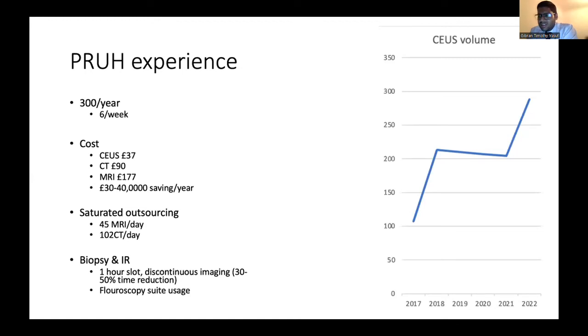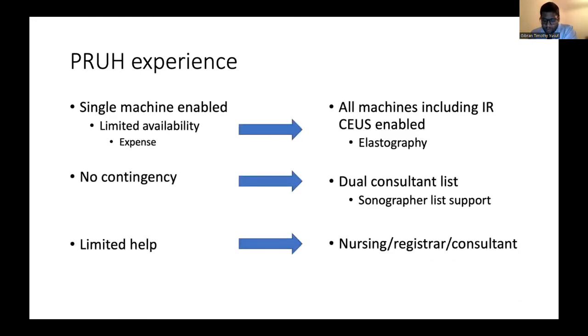Instead of doing discontinuous imaging with CT, exposing to dose when you don't have to, you are now doing continuous imaging. That means that you have reduction in your time to do a procedure and reduction in your fluoroscopy suite usage. So what we've done, we've moved from having a single machine, which was limited availability, and there's a query about expense, to having all our ultrasound machines contrast enabled now, and indeed elastography enabled. And that's because of the idea of being able to go into any room and do it any time. So you lose that waiting perspective, and you can do inpatients much more easily.